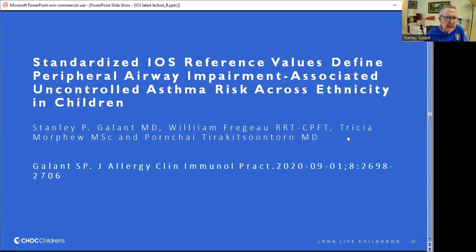I was interested in determining whether reference equations and reference values for oscillometry could predict or identify uncontrolled asthma, as well as cut points determined by the best sensitivity and specificity in prior experiments, because reference values would be more generalizable.